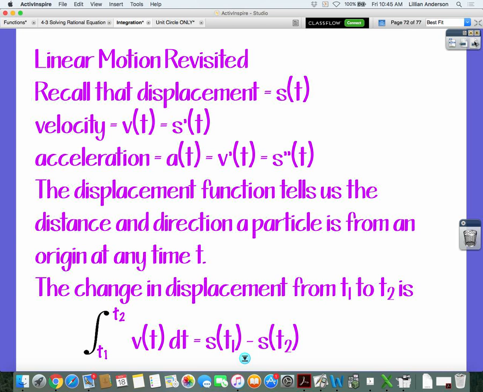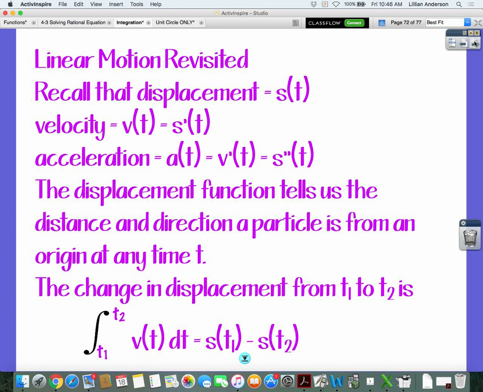You guys have forgotten that, correct? The displacement function tells us the distance and direction of a particle from an origin at any time t. So the change in displacement from time 1 to time 2 is given by this function here. Velocity is the change in displacement from t1 to t2. You can think of that as basically like slope. So, everyone got that?